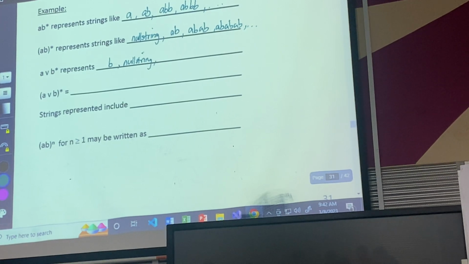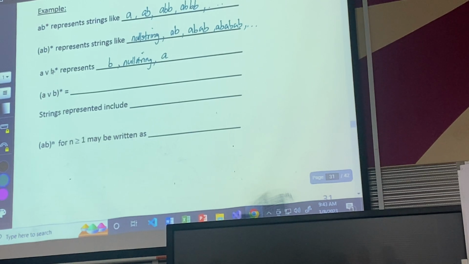Only 1A. This is an "or", meaning that you can have either A or B. So if you have A, you don't have B. If you don't have A, you can have no B also, because B is a string. So if you don't have A, the B can be asterisk 0. So that's why we get a null string.